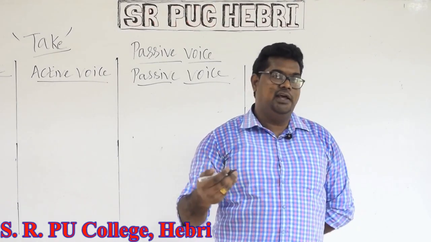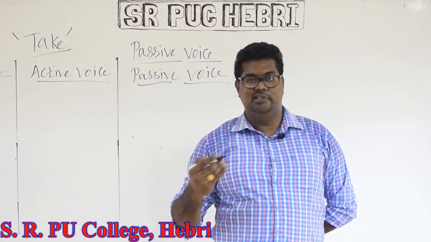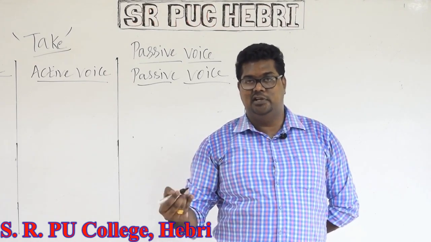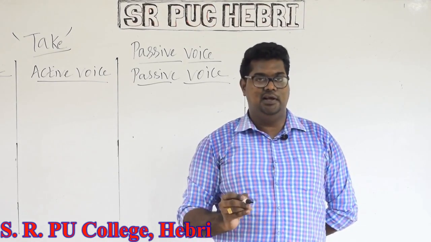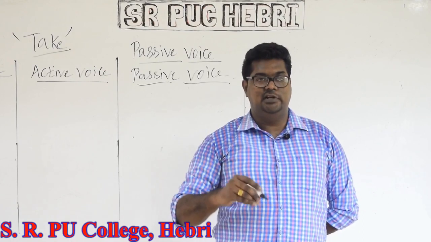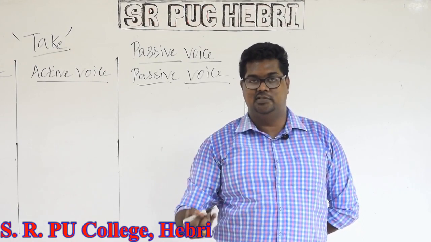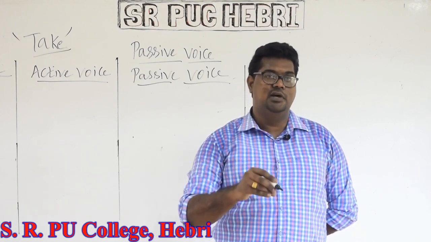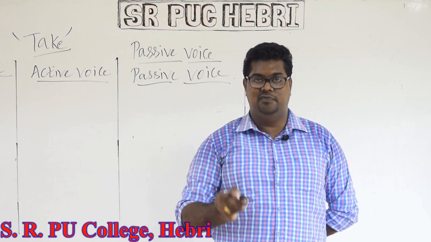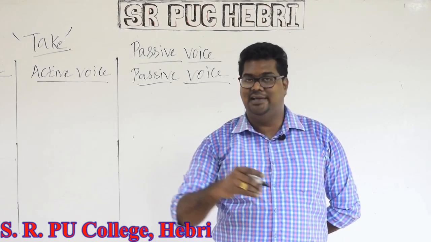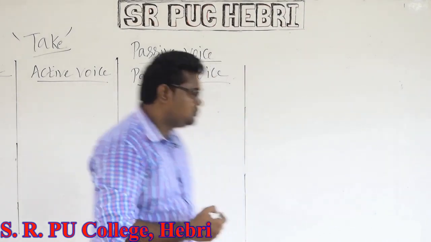For example, past tense is divided into 4 types: simple past tense, past continuous tense, past perfect tense, past perfect continuous tense. Similarly, simple present tense, present continuous tense, present perfect tense, present perfect continuous tense. Similarly, simple future tense, future continuous tense, future perfect tense, and future perfect continuous tense. So let us deal with each of those tenses in detail.